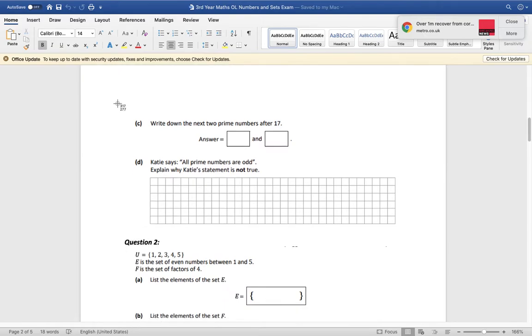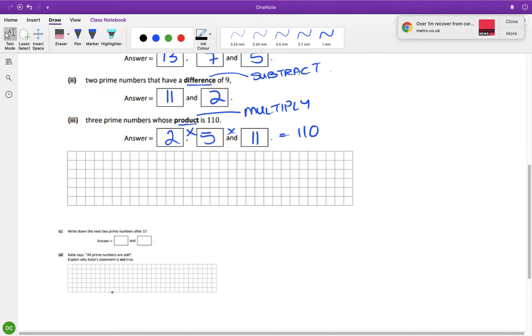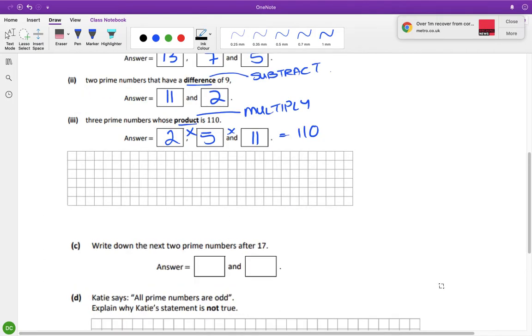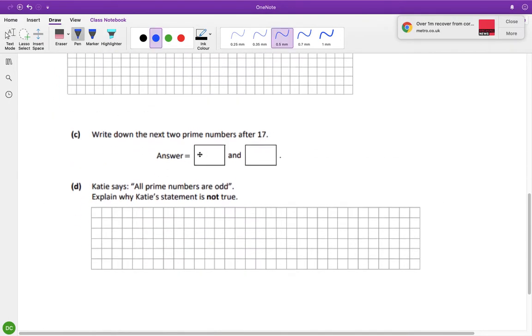The last 2 parts of question 1. Write down the next 2 prime numbers after 17. So 19 is definitely next. And then, not 21, because that divides by 7, so 23 is next.